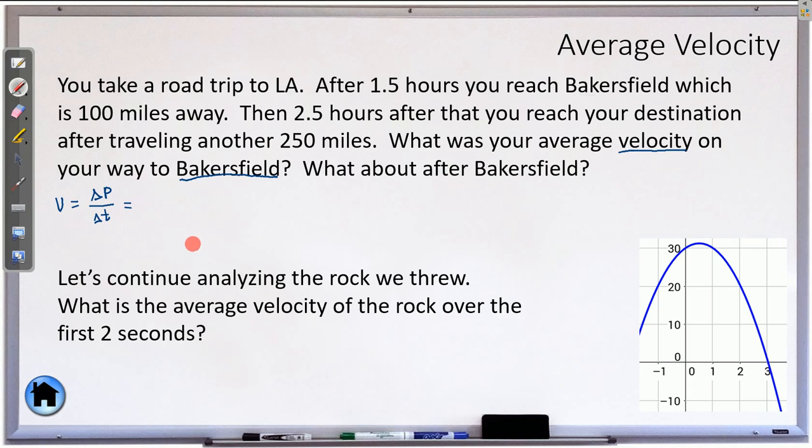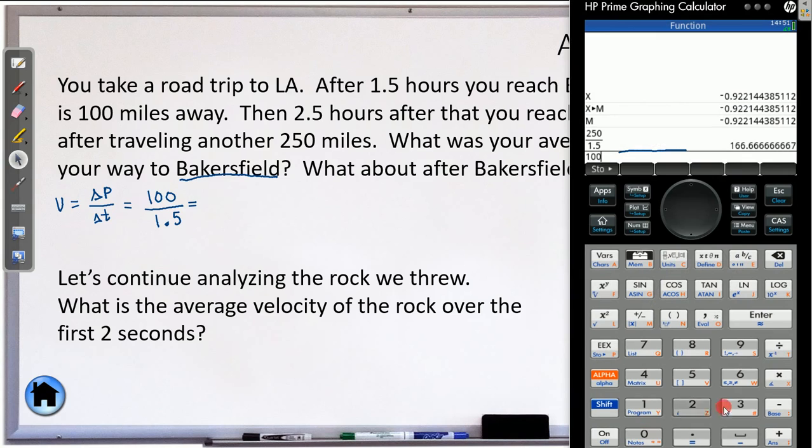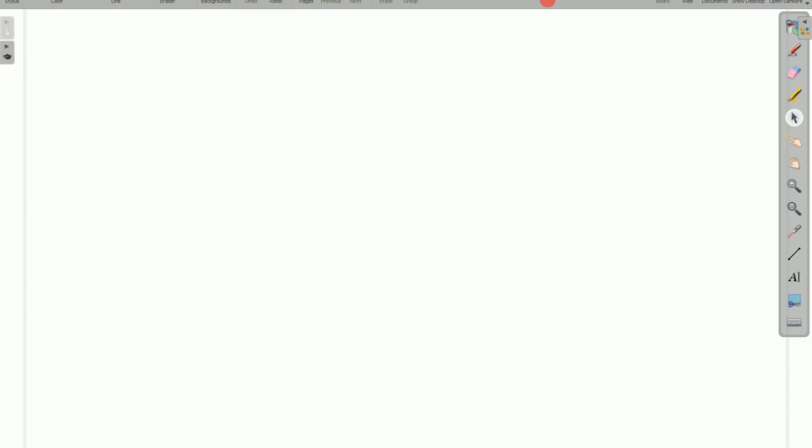So for Bakersfield, that will be 100 miles divided by 1.5. Now that's hopefully pretty intuitive. You have your distance divided by your time, and that will give you velocity. 66.666, so 66.6 miles per hour.